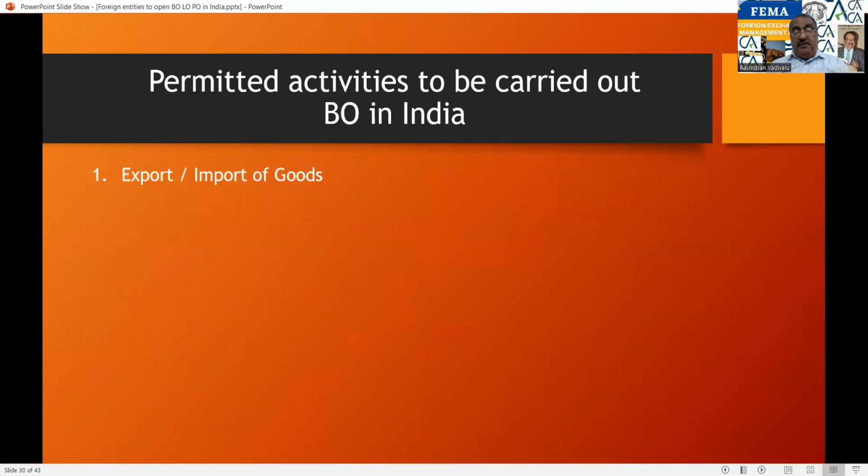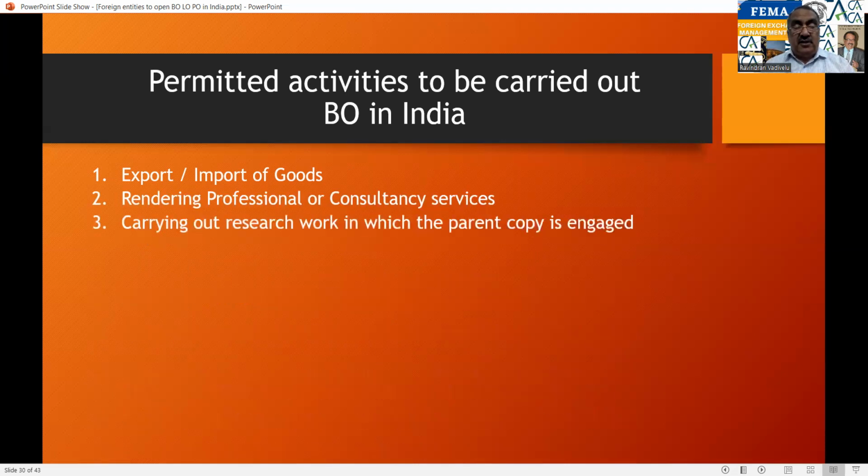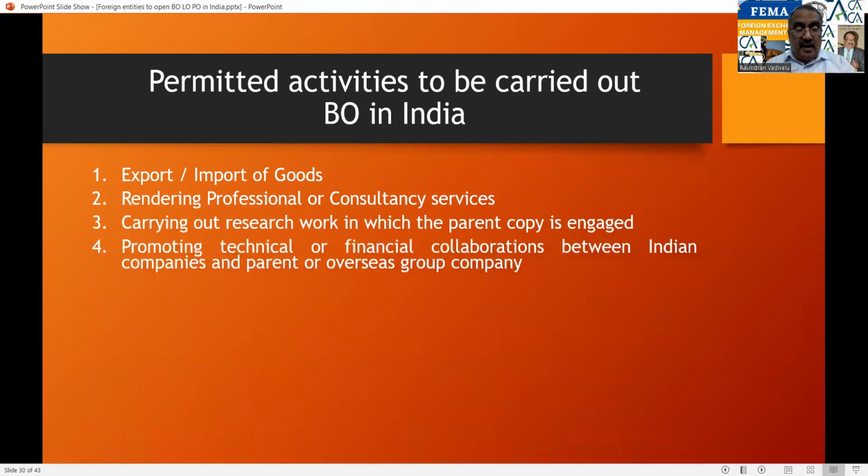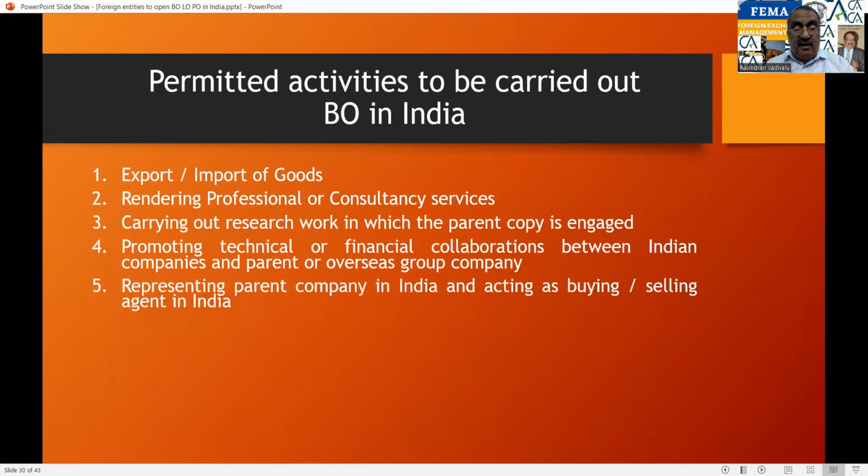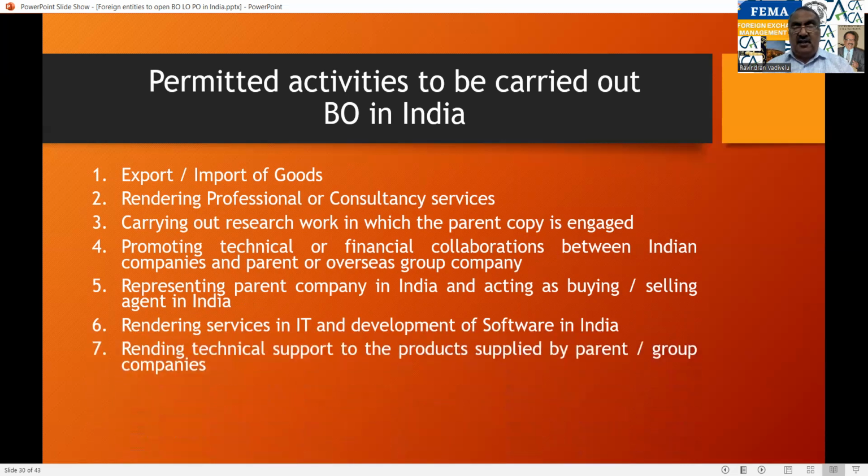The permitted activities are export and import of goods, rendering professional or consultancy services, carrying out research work in which the parent company is engaged, promoting technical or financial collaborations between Indian companies and the parent company or overseas group companies, representing the parent company in India or acting as buying or selling agent in India, and rendering services in IT and software development in India.